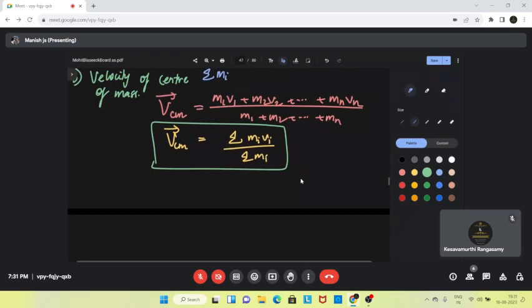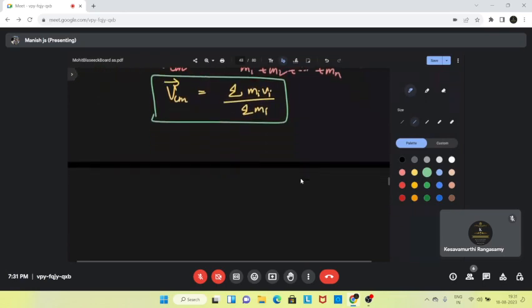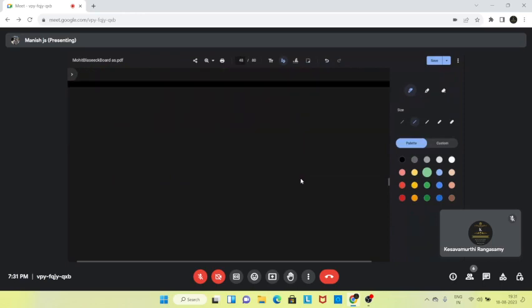So with this we proceed further. We'll go to the next part. Same way, we can write acceleration of center of mass also. Again you modify it for acceleration. Again it's a product of mass times acceleration. So I will be writing that also. So next we are seeing acceleration of center of mass.